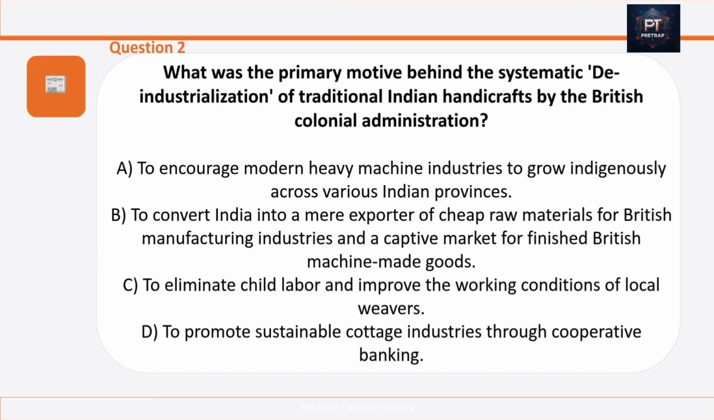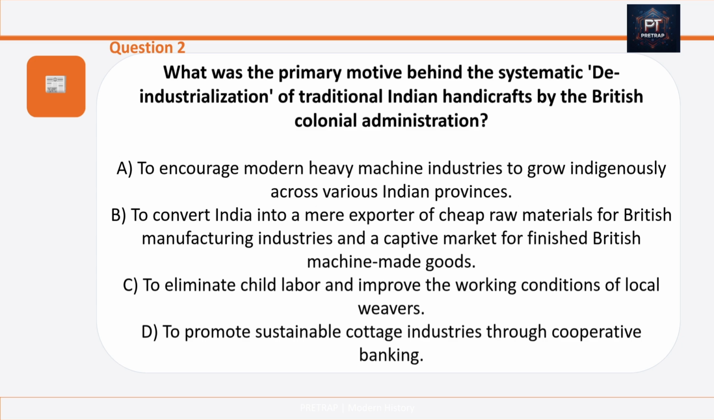Next question is, what was the primary motive behind the systematic deindustrialization of traditional Indian handicraft by the British colonial administration? Option A. To encourage modern heavy machine industries to grow indigenously across various Indian provinces. Option B. To convert India into a mere exporter of cheap raw materials for British manufacturing industries and a captive market for finished British machine-made goods.